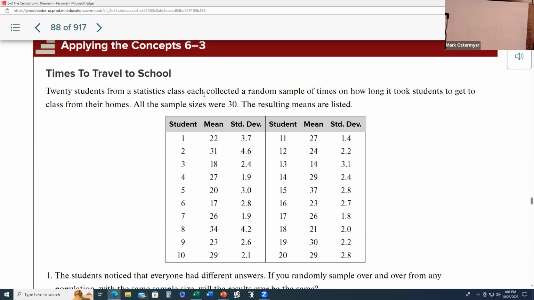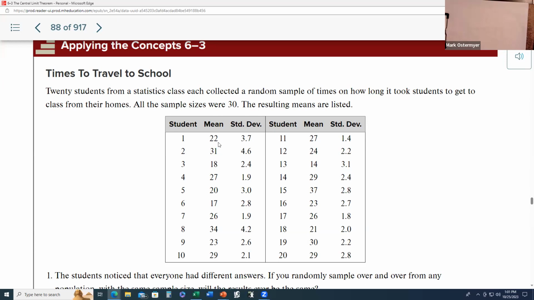20 students from the stats class each collected random samples of times on how long it took students to get to class from their homes. All the samples were size 30. Resulting means are listed here. So each student went on campus and polled 30 random students. We're assuming the campus has an appreciable number of students, so the population is rather large. And they basically jotted down the time it takes for these students to commute between home and class. And then they found the average of that sample.